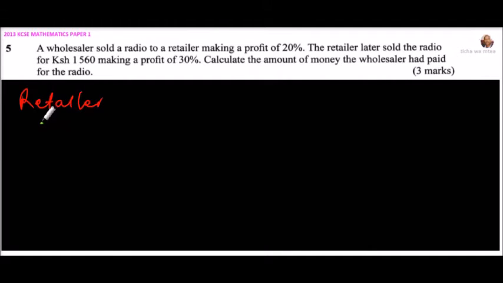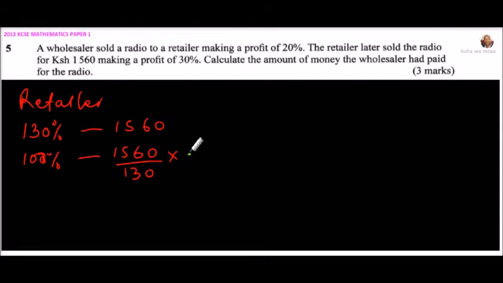So the retailer, the price that he sold was 1,560. So it means this is 130%, because he made a profit of 30%. So this means that 130% is 1,560. What about 100%? What he paid to the wholesaler? So you say it is 1,560, you divide by 130 and you multiply by 100.